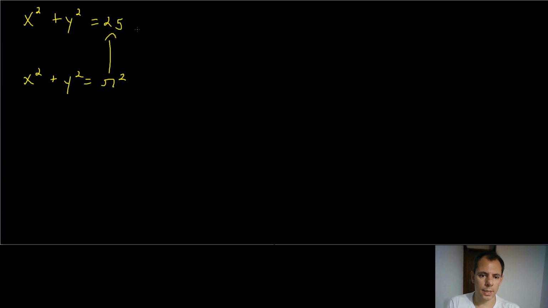Okay, so now you got the equation of a circle with radius 5. This is in the form of a circle centered at the origin, x squared plus y squared equals r squared. So that means that r equals 5.